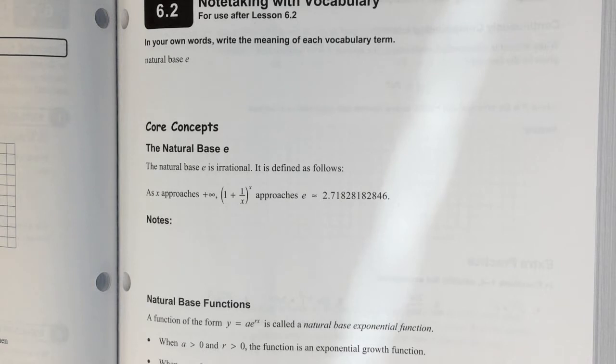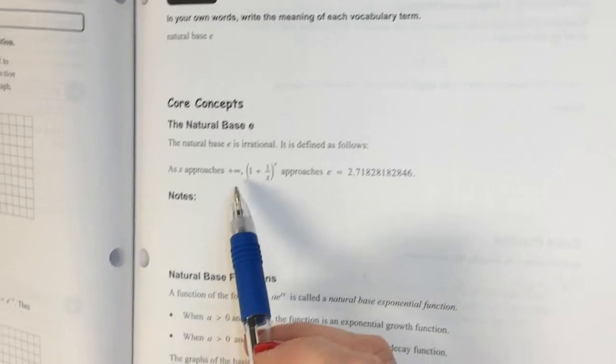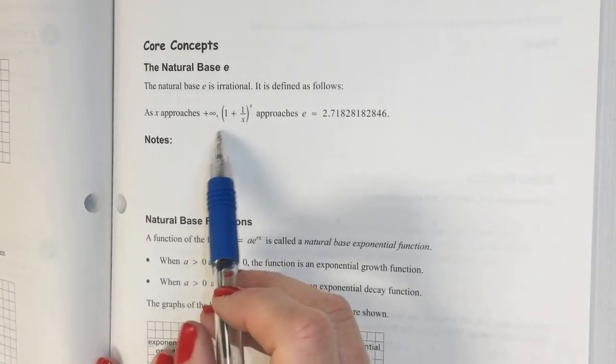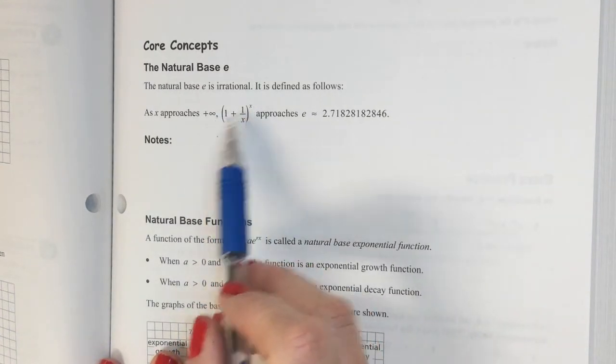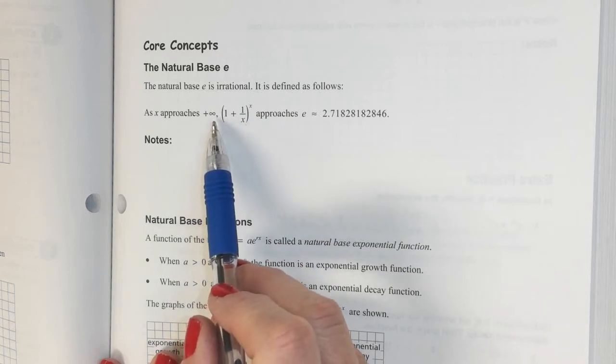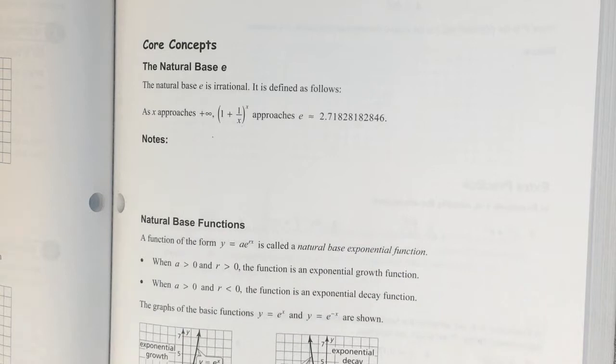Alright, so looking at section 6.2, page 161, we have the natural base concept. We talked about in the warm-ups how if we have this value right here of (1 + 1/x)^x, as we let this x get larger and larger, meaning that it's approaching infinity, that's going to tell us what the value is for e. So the value for e is approximately 2.72.